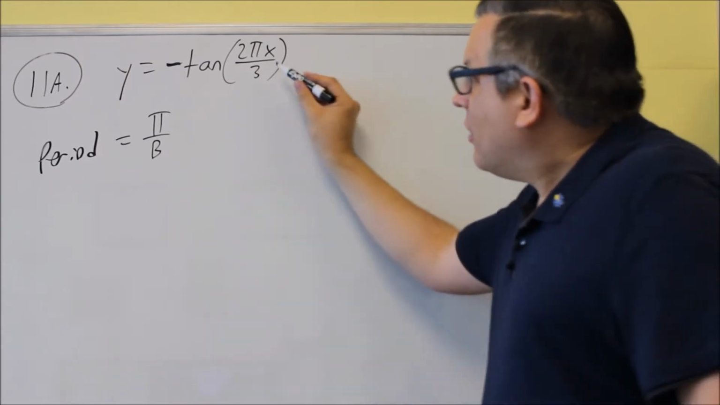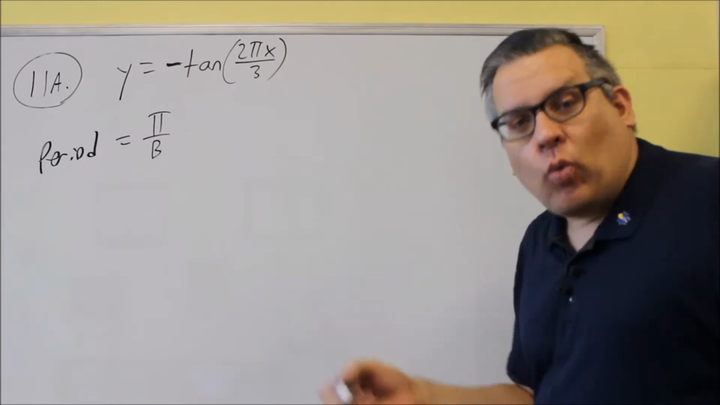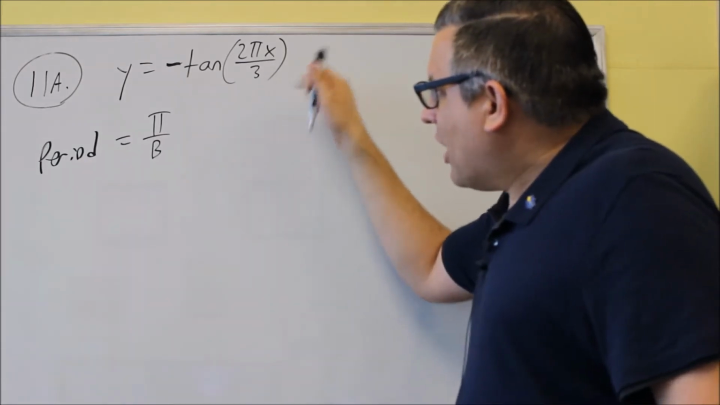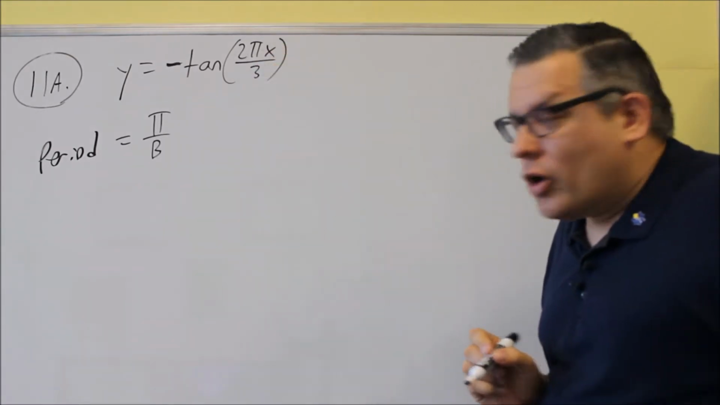So this one is the approach that you're only going to use if you have a number in front of the x that's not a 1. Then you're going to do this process I'm going to show you here. In this case, we have to figure out what the new period is if you have a number in front of the x that's not a 1.